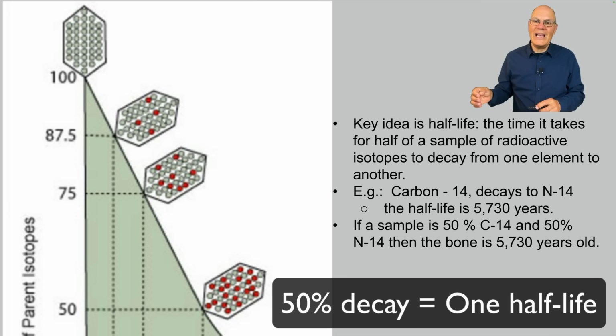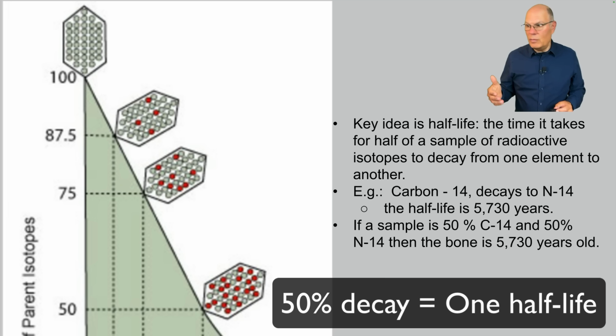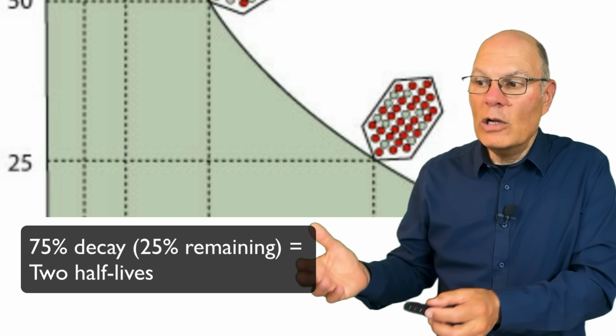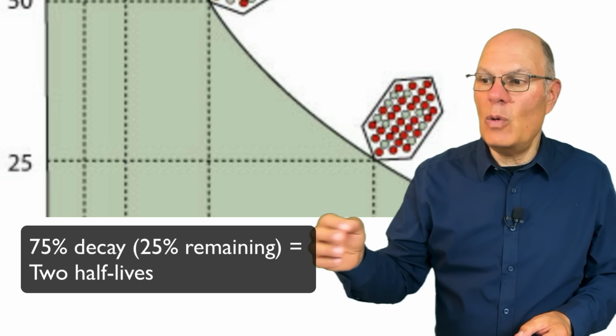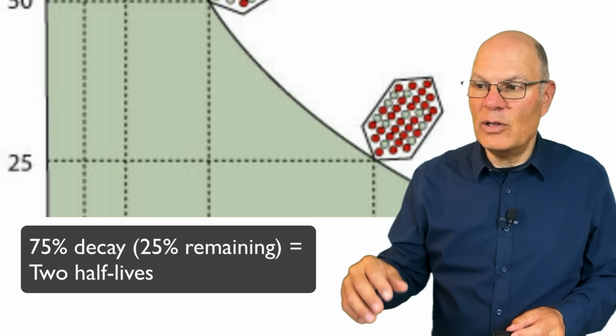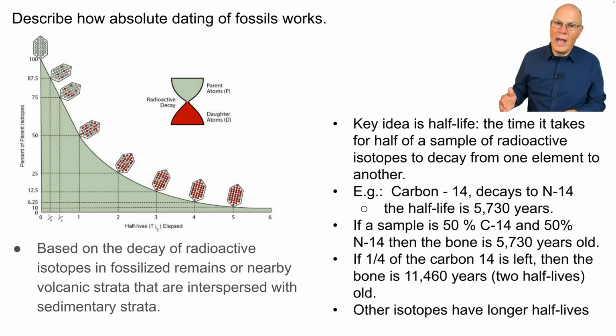If a sample has 50% carbon-14 and 50% nitrogen-14, then, for example, if this was a piece of bone, that bone would be 5,730 years old. It's one half-life. If 1/4 of the carbon-14 is left, then it would be 2 half-lives, 11,460 years. Other isotopes have longer half-lives.